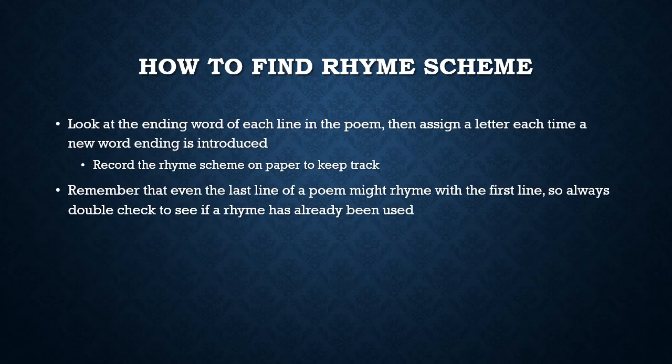Alright, so how do you find rhyme scheme? Well, you're just going to look at the ending word of each line in the poem and then assign a letter each time a new word ending is introduced. So you'll want to keep track of that as well on a piece of paper or on your phone. And you'll also want to remember that even the last line of a poem might rhyme with the first line. So always double check to see if a rhyme has already been used. So again, it does continue throughout the whole poem, so it doesn't restart after each stanza. So just make sure you're checking to see if a rhyme has already been used.